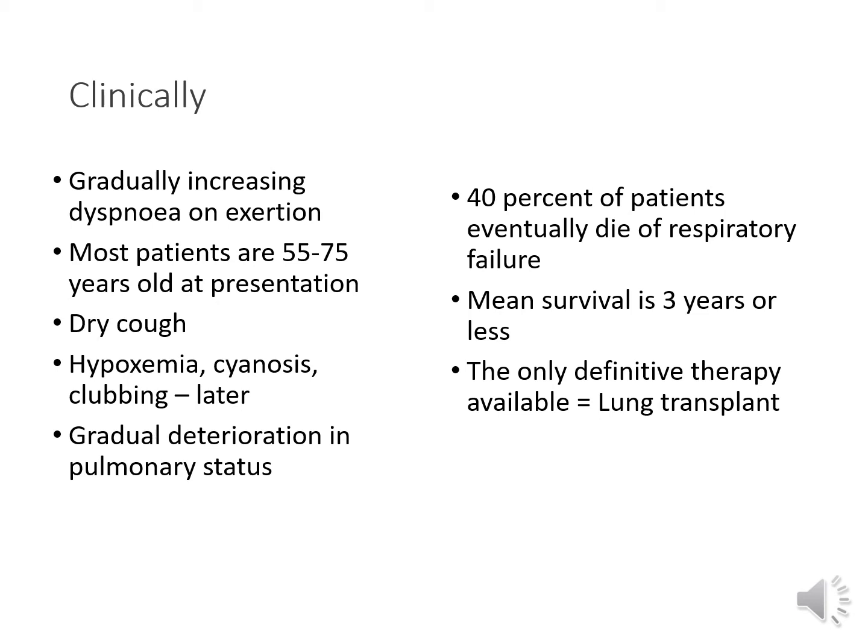There will be gradual deterioration in pulmonary status. When it involves the entire lung diffusely, it's called honeycomb lung. 40% of patients eventually die of respiratory failure with a mean survival of 3 years or less. There is no way to remove the fibrosis, so the only definitive treatment at the moment is lung transplantation.